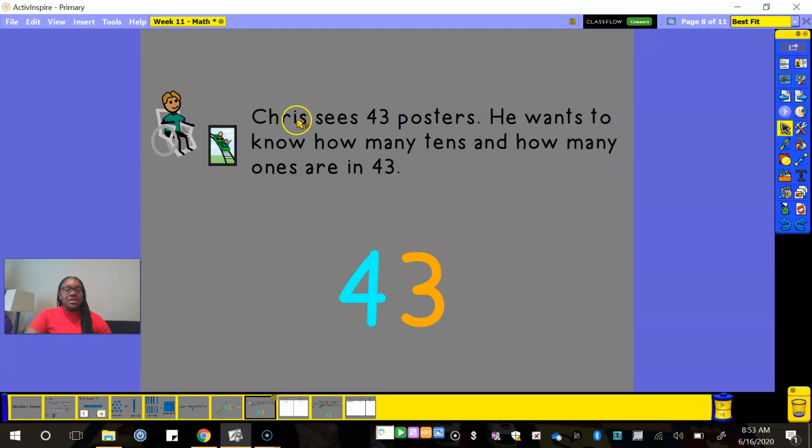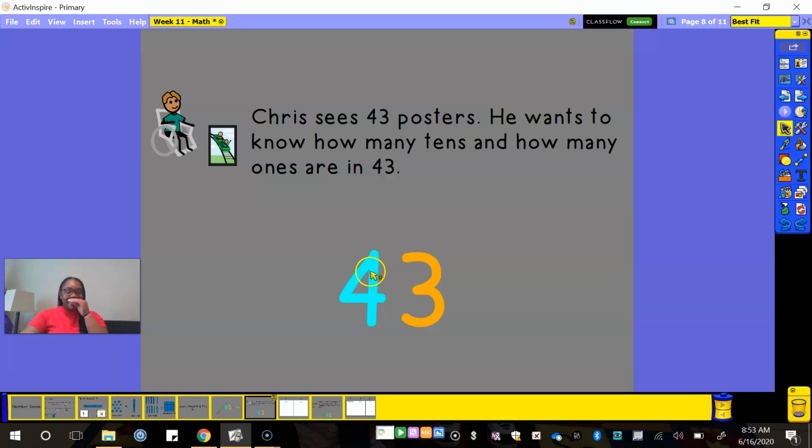So Chris sees 43 posters. He wants to know how many tens and how many ones are in 43. So remember, when we have numbers, this just isn't a 4 and this just isn't a 3. They have their own value.